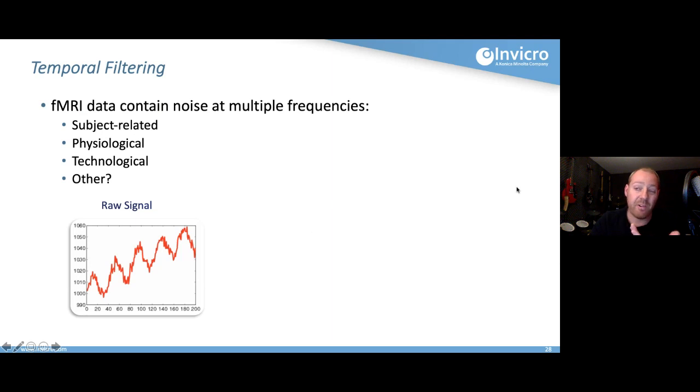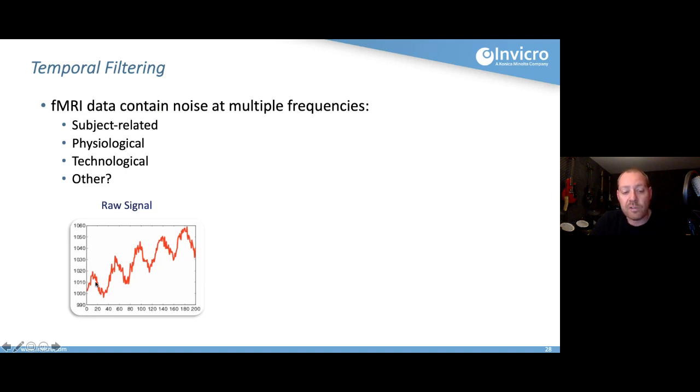Temporal filtering. Temporal filtering is another kind of smoothing, but in the temporal domain rather than the spatial domain. And we do this because fMRI data contains a lot of noise. Now, some of it's subject related, like head movement. Some of it's physiological, like cardiac effects, respiratory effects, blood pressure, that kind of thing. Some of it's what I've called technological, which just results from the scanner itself. So you get some kind of thermal noise from the scanner, and there's other things, interfering radio waves from outside the scanner room, could be anything.